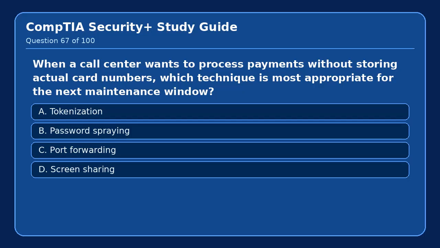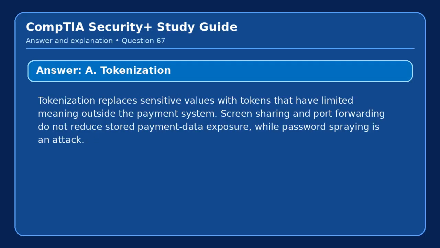The answer is A. Isolate affected systems and preserve evidence for recovery. Isolation limits further ransomware impact, while evidence preservation supports investigation and recovery decisions. Immediate payment, log deletion, and reconnecting infected hosts can worsen the incident or destroy useful evidence.